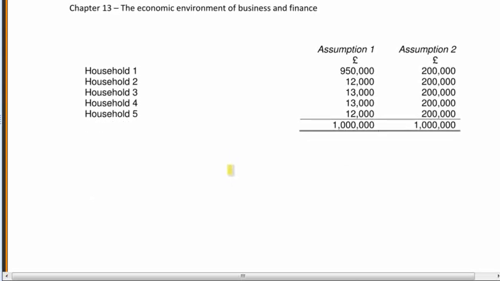So have a look at these two assumptions. Assumption 1, we've got one very, very wealthy household and 4 households with a very low level of income. Whereas assumption 2, equal levels of income. Now, under which assumption do you think we would buy more or fewer swimming pools?